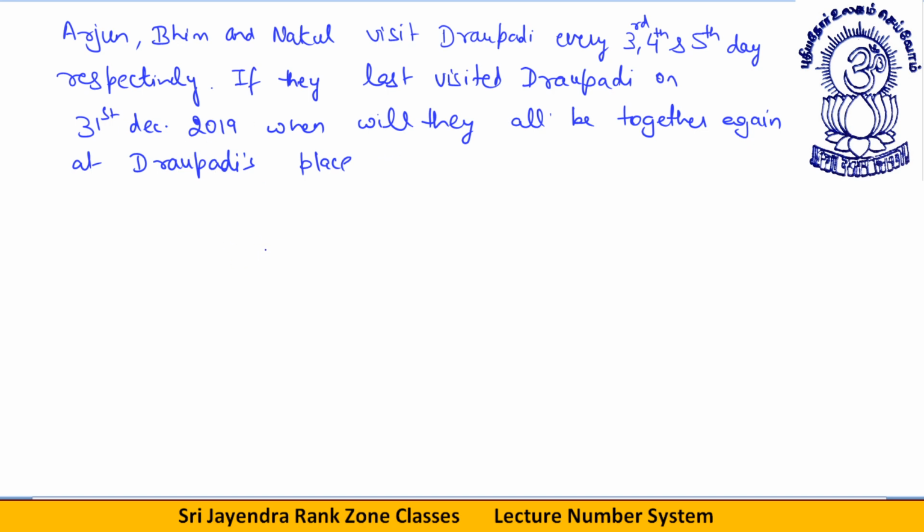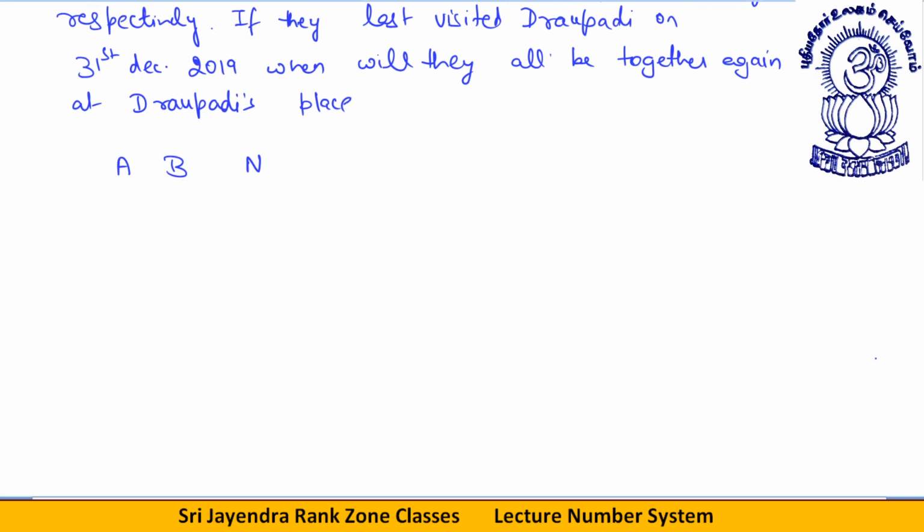Let me write down their names: Arjun, Bhim, Nakul. Let's say Arjun came after 3 days, then 6 days, then 9 days, then 12 days, and so on. Multiples will keep on going. Bhim every fourth day, eighth day, 12th day, 16th day. Nakul came after every fifth day, 10th day, 15th day, 20th day, 25th day.